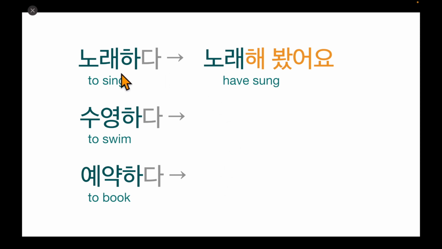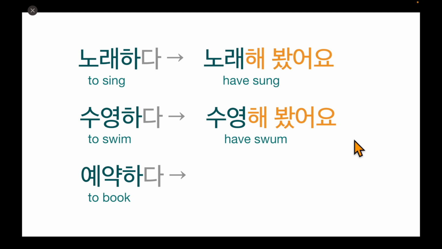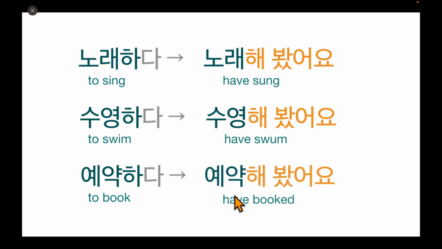Repeat after me. 노래하다, 노래해봤어요. One more time. 노래하다, 노래해봤어요. 수영하다, 수영해봤어요. One more time. 수영하다, 수영해봤어요. 예약하다. What is the conjugation? 예약해봤어요. One more time. 예약하다, 예약해봤어요.